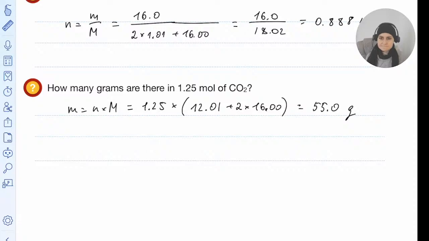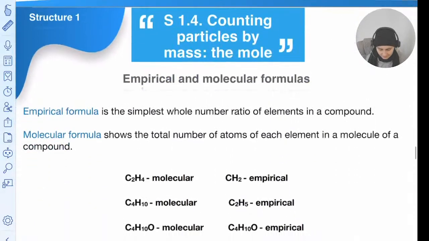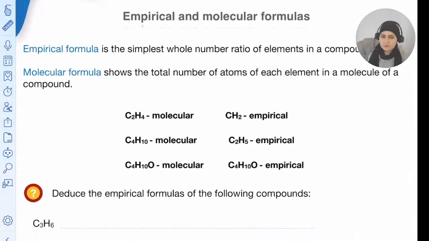Okay, that's fine. Right, next, empirical and molecular formula. Let's see, do we have time? Yes, let's do this. I think we can do it. So empirical formula shows the simplest whole number ratio of elements in a compound, and molecular formula shows the total number of each element in a molecular compound. For example, if C2H4 is a molecular formula, what does it show? It shows that your molecule has 2 carbon atoms, 4 hydrogen atoms.